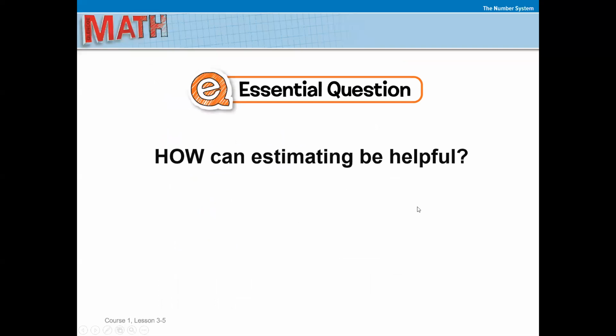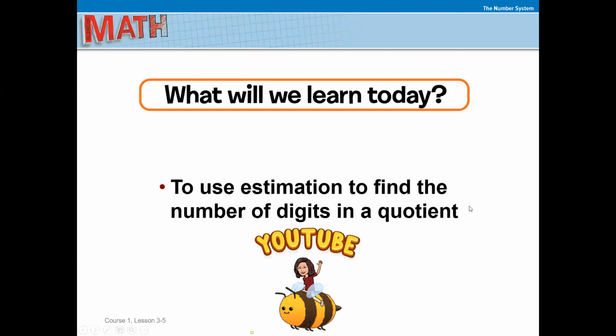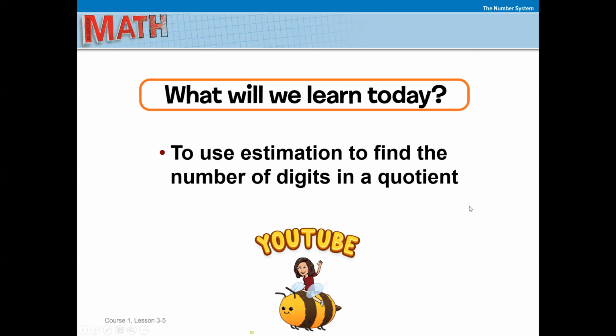Essential question: how can estimating be helpful? What will we learn today? To use estimation to find the number of digits in a quotient. We're going to divide each place value.